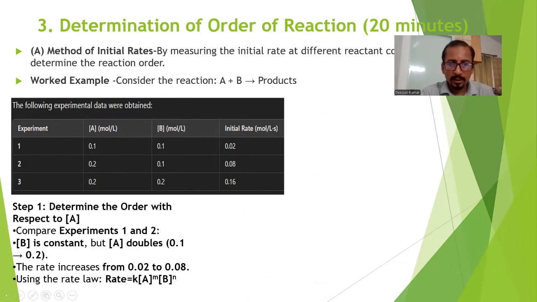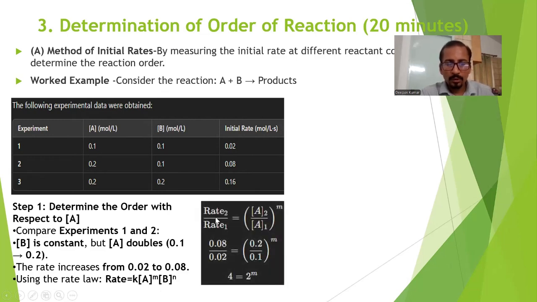So for this, we'll write the rate law. You can see my cursor. The rate is equal to k [A]^m [B]^n. Then we'll make the rate equations and divide rate 2 by rate 1, raised to the power m here. By calculating it, we'll get the value of m is equal to 2. It means the rate of the reaction depends on the square of the molar concentration of reactant A.